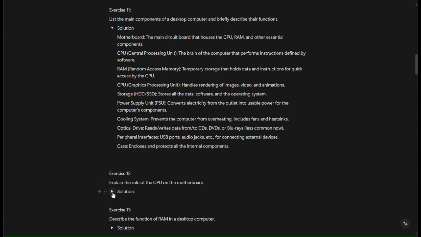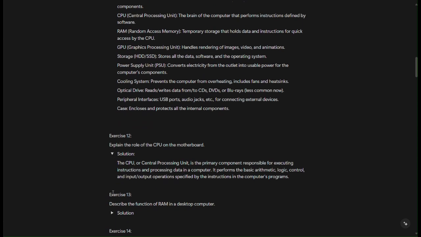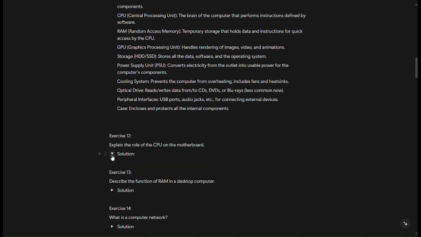The CPU is the brain of the computer and it's the most important component of a computer. The CPU, or the central processing unit, is a primary component responsible for executing instructions and processing data in a computer. It performs the basic arithmetic, logical, control and input-output operations specified by the instructions in the computer program. This is the importance of the CPU on the motherboard.